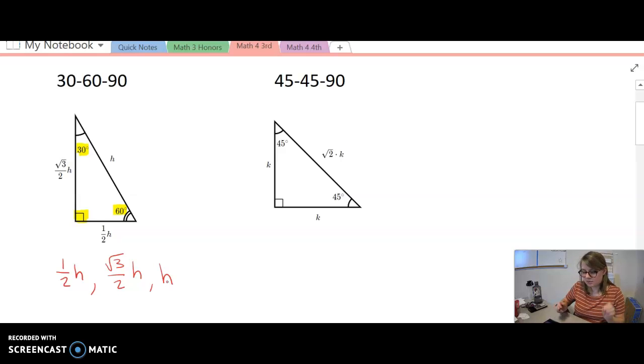And I like to list them in legs first, then my hypotenuse. Legs being the sides that connect by that right angle, hypotenuse being across from the right angle.